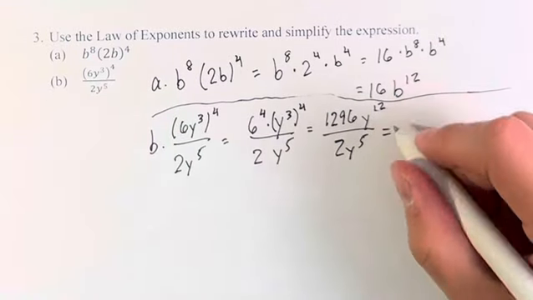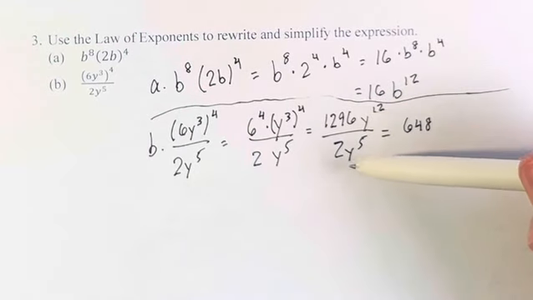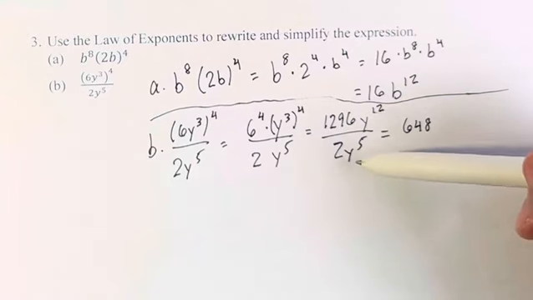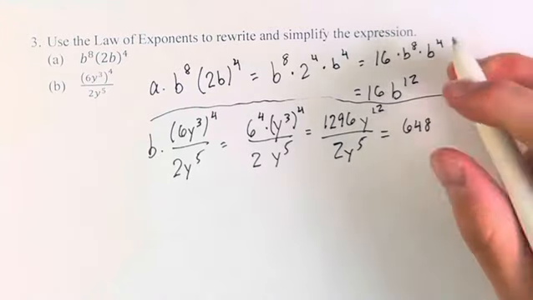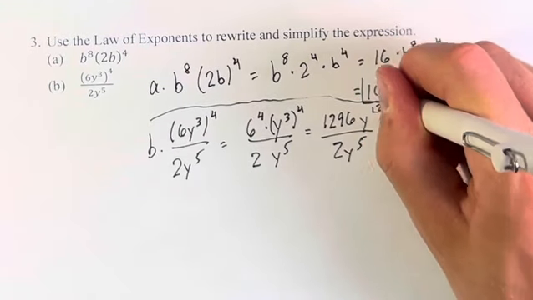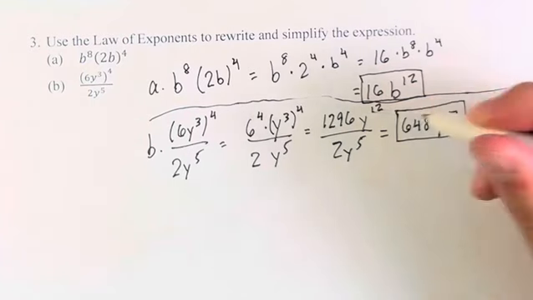1,296 divided by 2 is 648. And we have y to the 12th divided by y to the 5th. If we have one exponent divided by the other, we subtract them. So this is y to the 12 minus 5, or 7. So for these two expressions, a is equal to 16b to the 12th, and b is equal to 648y to the 7th.